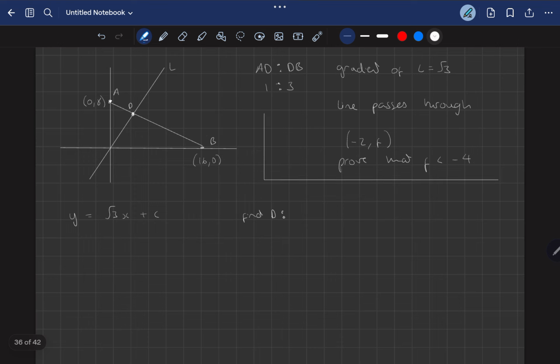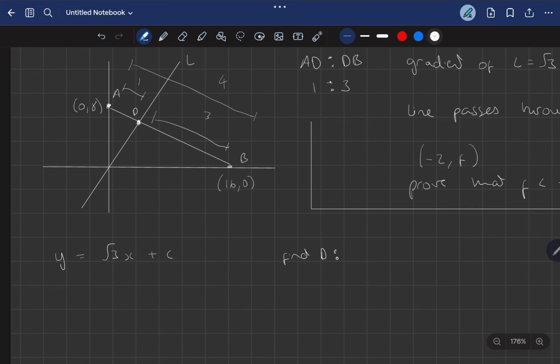So, we know that AD to DB is 1 to 3. So, this length right here is 3 times this length. Let's find the lengths, knowing that the total distance is 4 units, like 4 proportions. Let's find the value of each proportion. The change in y is 8, and that represents 4 proportions, so the change in y is 2 per proportion. The change in x is 16, so the change for 1 proportion is 4.